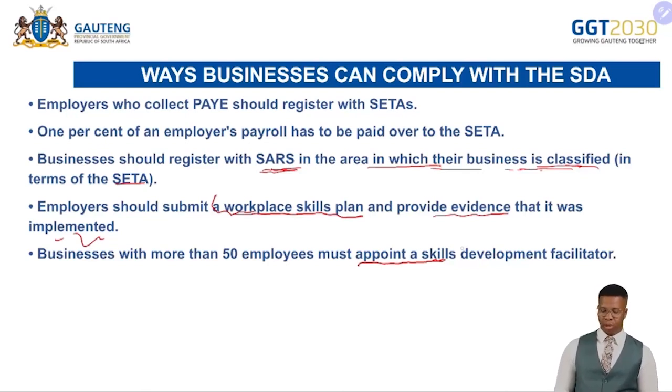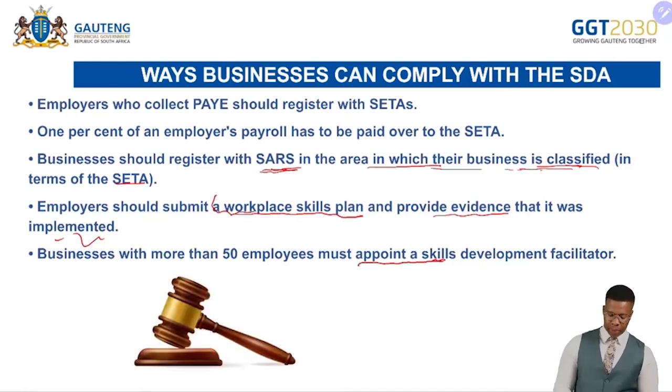So the skills development facilitators basically play a role of monitoring or checking if the education and training that is taking place in the learnerships or in the programs created by the business are effective and are on point with the workplace skills plan. Then that is a way in which a business could follow laws or rules to comply with the Skills Development Act.